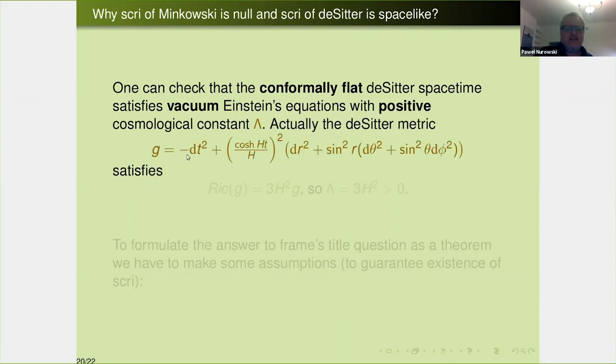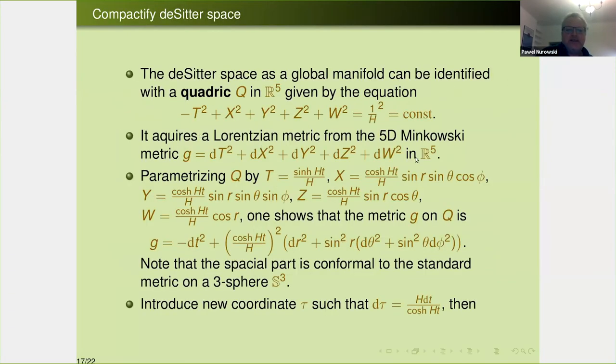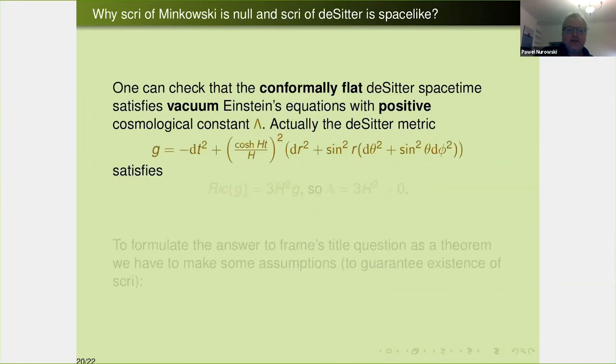If you just calculate the Ricci tensor of this metric, you will see that the Ricci of this metric is 3h squared, where h is the constant defining your quadric, given by 1/h². And then you will see that this h is related to the cosmological constant, namely the cosmological constant is equal to 3 times h², and it's positive.